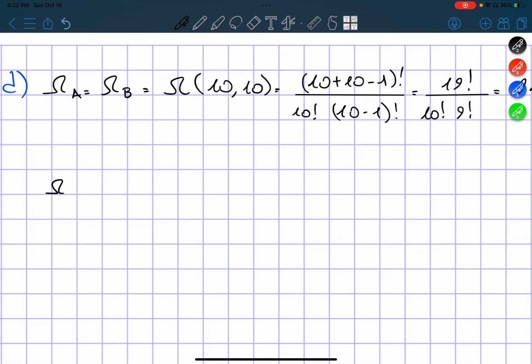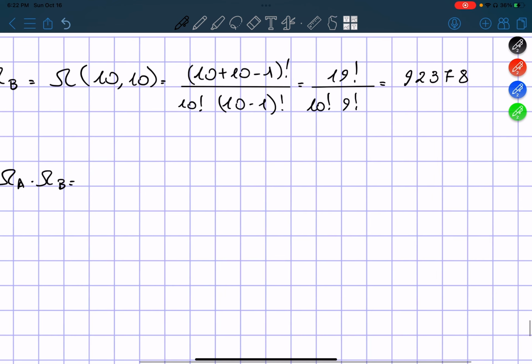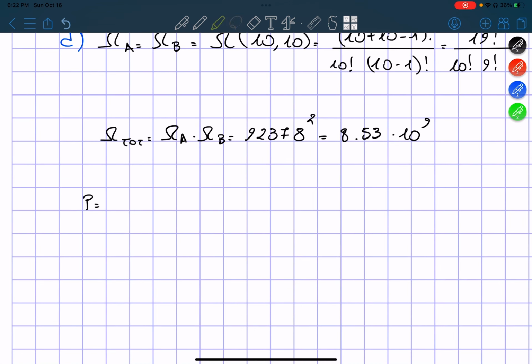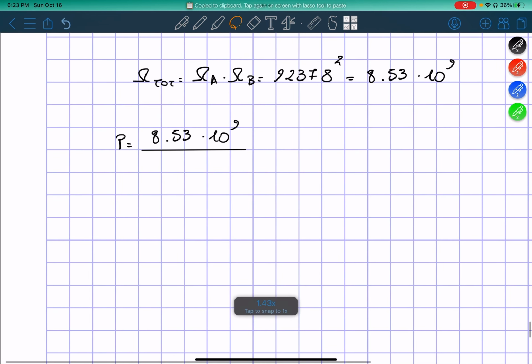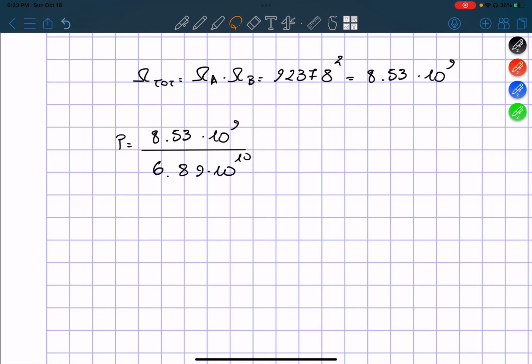But again, we know we have to find the total. We have to take the first one, A, multiplied by B. We know it's the same, so we're just going to have 92378 squared, which is equal to, let me put it in scientific mode, 8.53 times 10 to the power of 9. So the probability will be equal to 8.53 times 10 to the power of 9 divided by the total number of multiplicities, 6.9 times 10 to the power of 10. So we get 1.23 times 10 to the power of negative 1, which is about 12%.